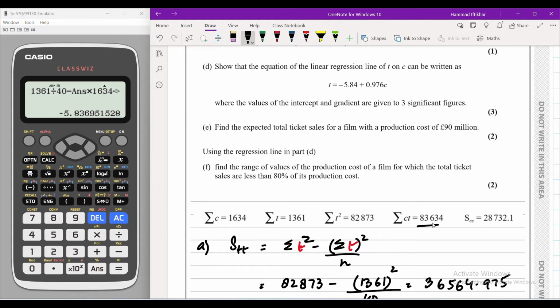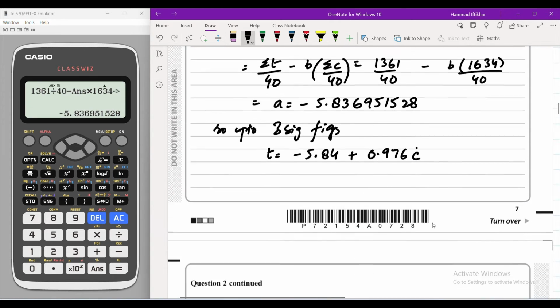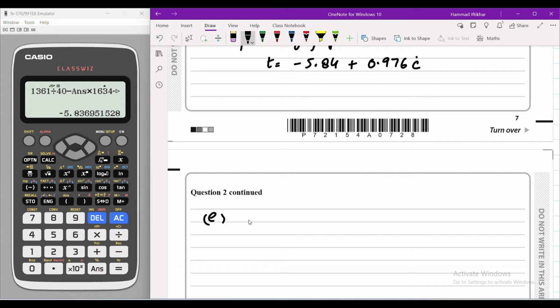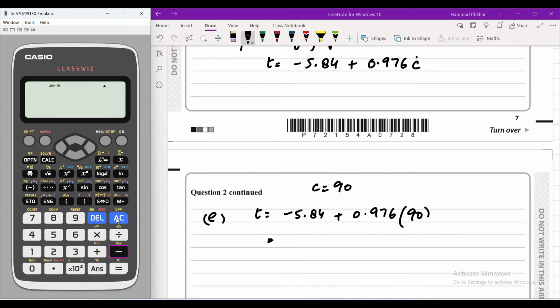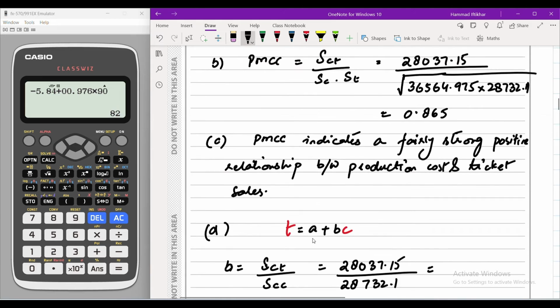Find the expected total sales for a film with a production cost of 90 million. Okay. So total sales when cost is 90 million. So minus 5.84 plus 0.976 times 90. So that is 82. 82 million.